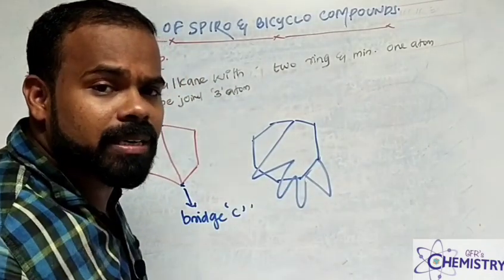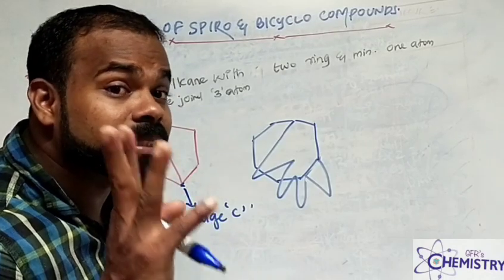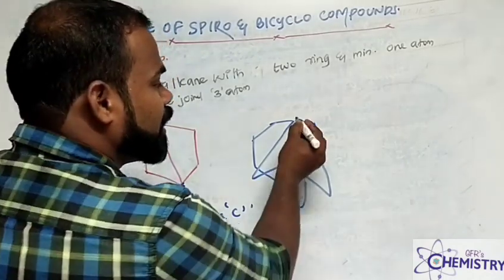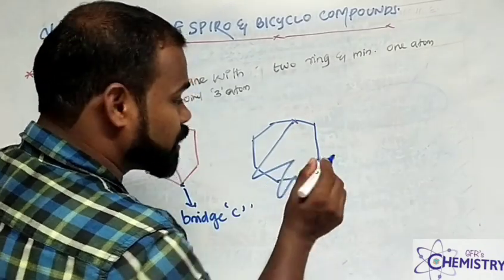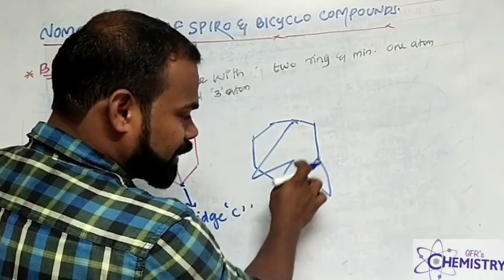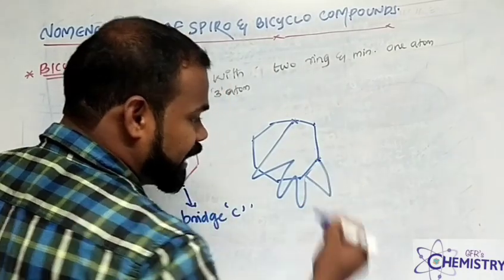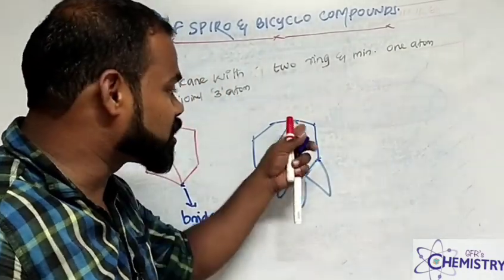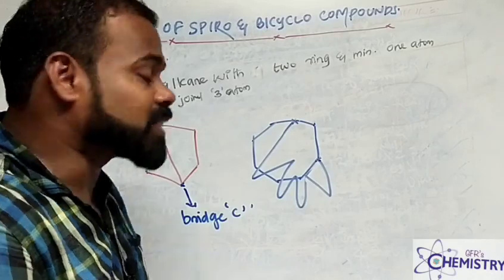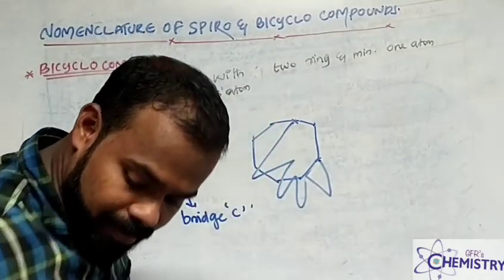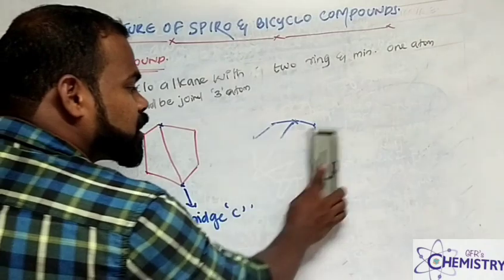First you check the three-bond passing carbons. Here this one is a bridge: 1, 2, 3. Look at the other case, this one also 1, 2, 3. Three lines were started, therefore these two are the bridge carbons. First you select the bridge carbons. Now I have selected the bridge carbons.